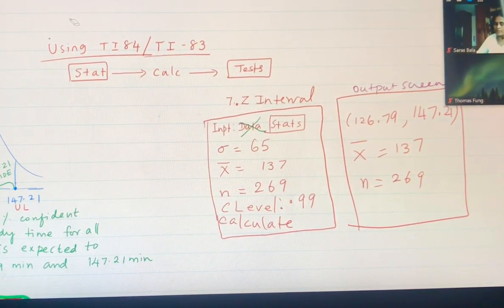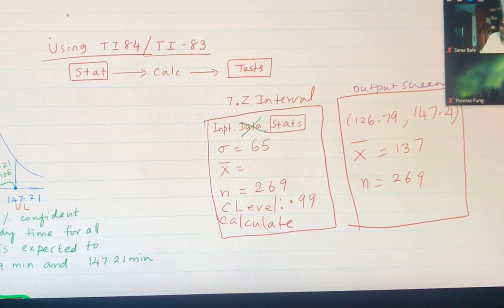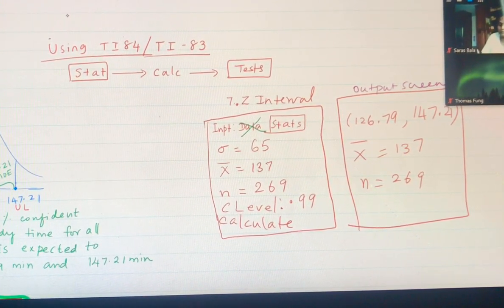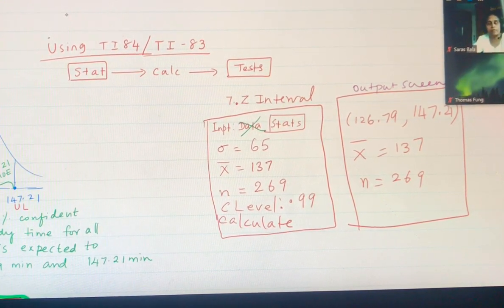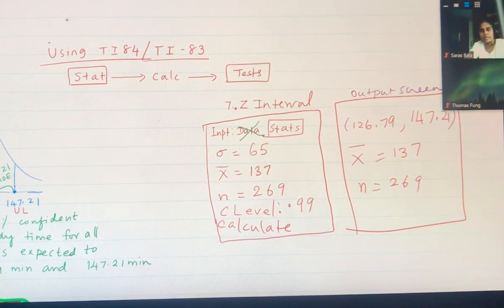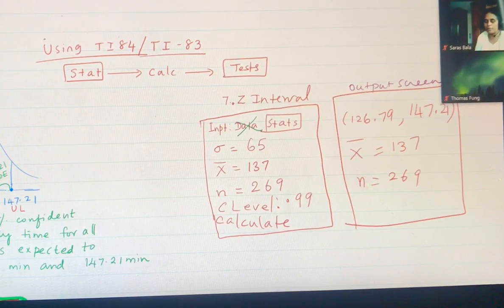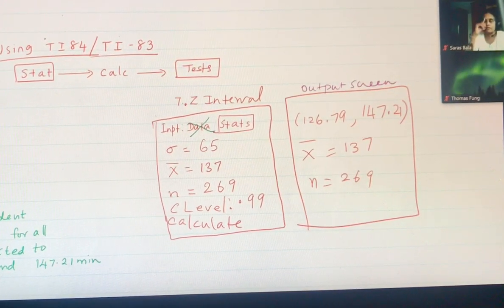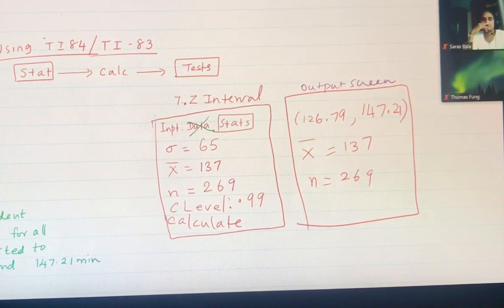So now I want you to plug in all the numbers that you are given in your problem. See what happens. Plug in your sigma value, which is 65, plug in the x bar value, plug in n, plug in the C level, and then hit calculate. And then you get the output screen. Are you all getting this? Is that correct? Yeah, I got that same thing.